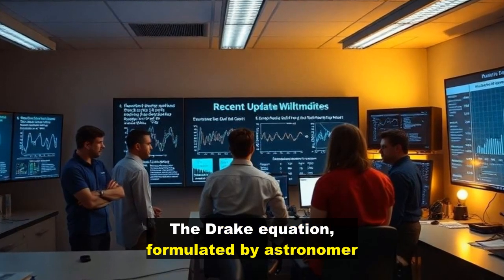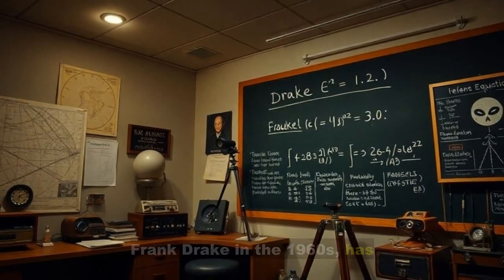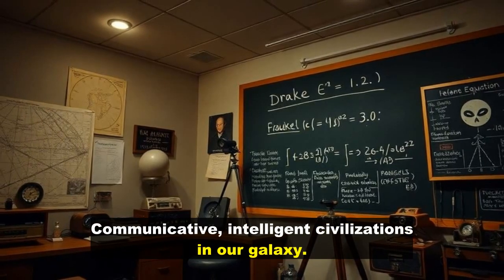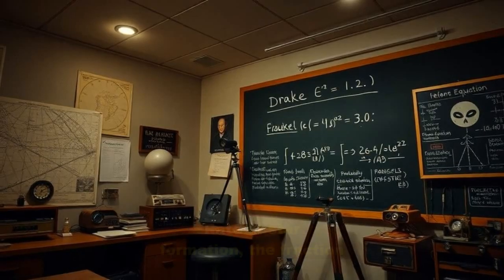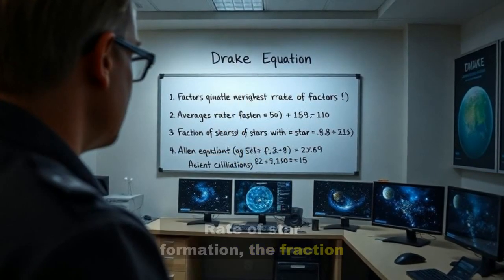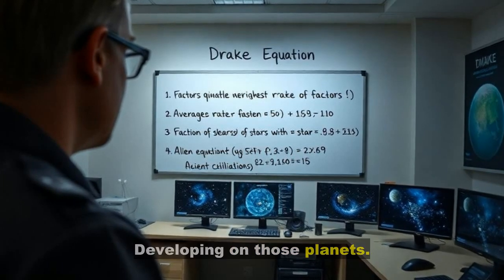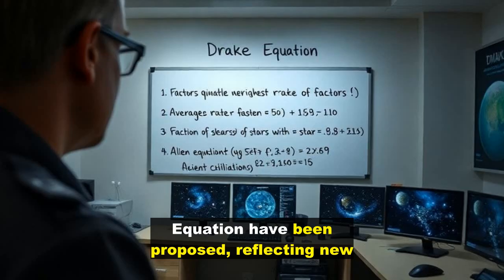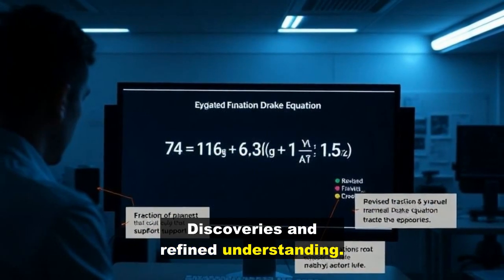The Drake equation, formulated by astronomer Frank Drake in the 1960s, has long been a tool for estimating the number of communicative, intelligent civilizations in our galaxy. It considers factors like the average rate of star formation, the fraction of stars with planets, and the likelihood of life developing on those planets. Recently, updates and revisions to this equation have been proposed, reflecting new scientific discoveries and refined understanding.